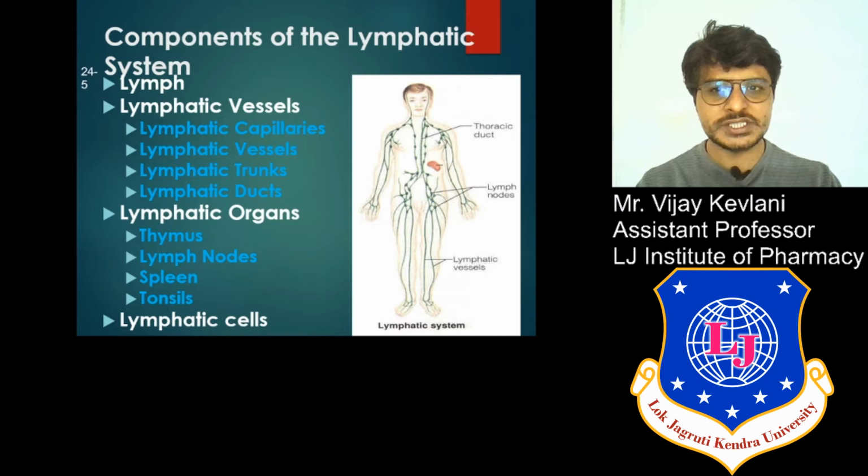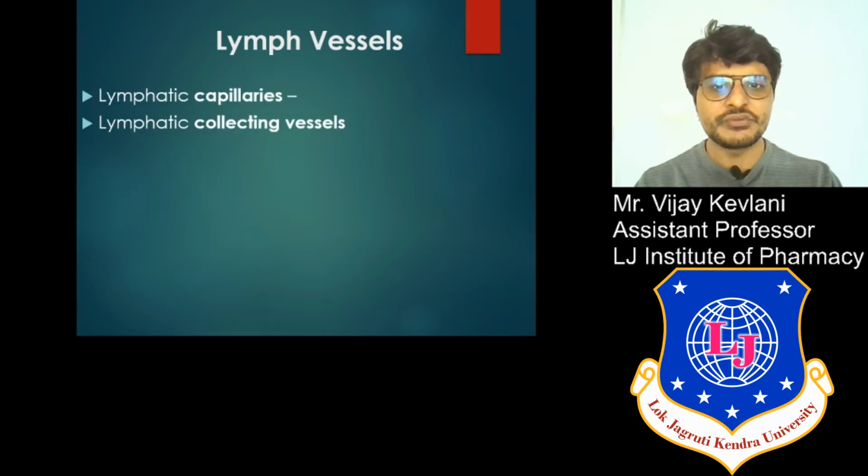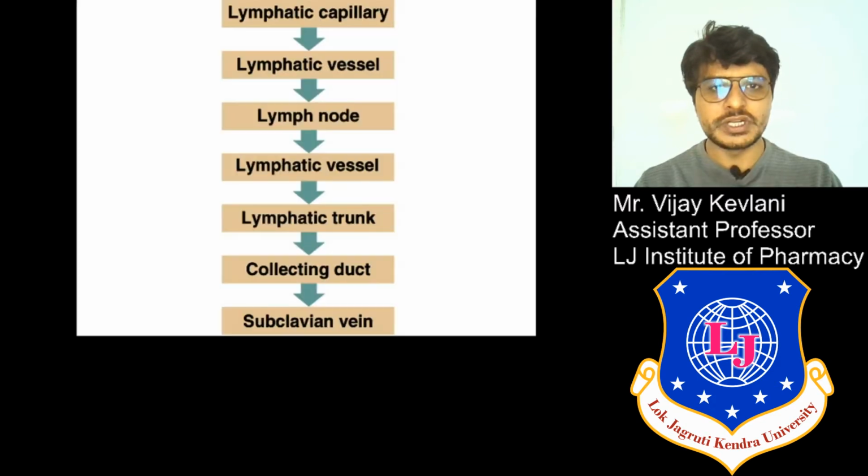Components of the lymphatic system. It contains lymph, lymphatic vessels, which include lymphatic capillaries, lymphatic vessels and lymphatic trunk. Lymphatic organs include thymus, lymph node, spleen, tonsil, and finally there are lymphatic cells. Talking about lymphatic vessels, lymphatic capillaries, lymphatic collecting vessels, lymphatic trunk and lymphatic ducts are part of lymphatic vessels.